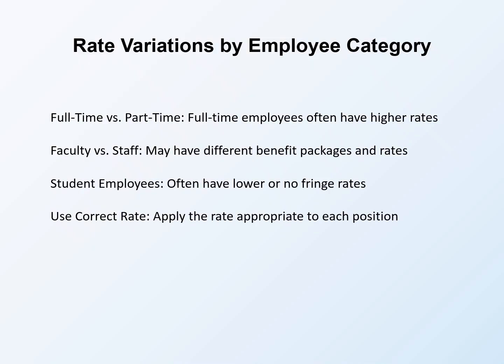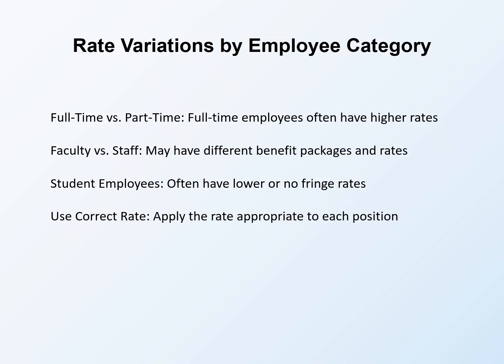Student employees often have substantially lower fringe rates. Graduate students may receive tuition remission, which might be budgeted separately. Undergraduate student workers typically receive only statutory benefits with minimal fringe rates. Some institutions set student fringe at 0 or near 0%.